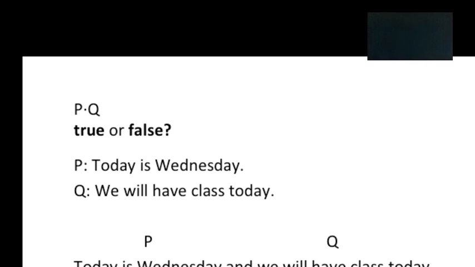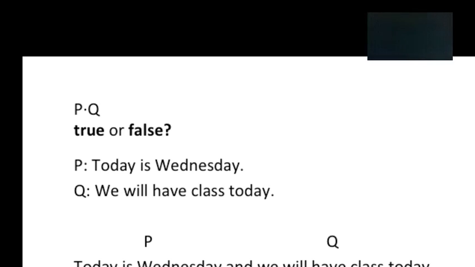The second thing we want to think about is, suppose that I say this to you on a Wednesday, but we don't happen to have class. Suppose that I say this to you on a Wednesday during Christmas break, and I say, today is Wednesday and we will have class today. And because of that, the individual statement P, today is Wednesday, is true, but the individual statement Q, we will have class today, happens to be false.